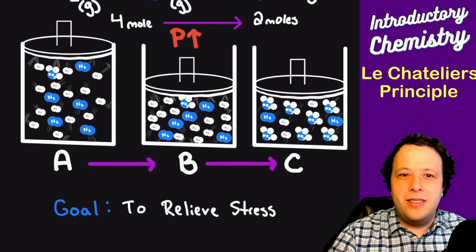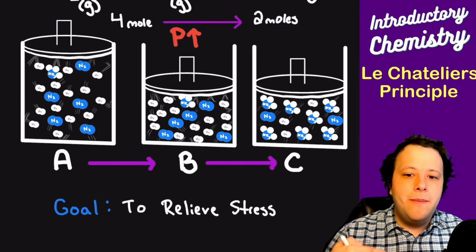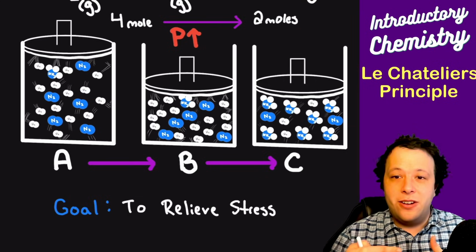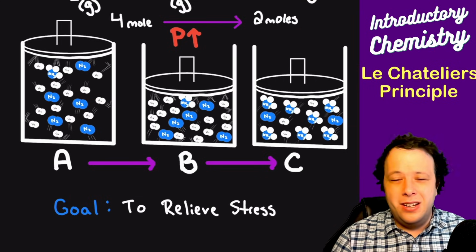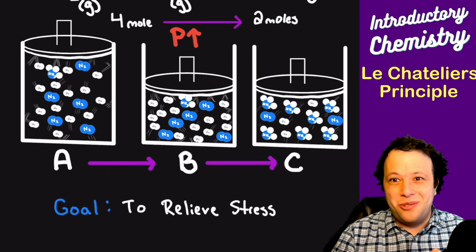So that's one thing that we can see. The goal is to relieve stress by creating fewer molecules in the space. So if we increase pressure, it's going to shift towards fewer moles. If we decrease pressure, it's going to want to go towards more moles as a result.